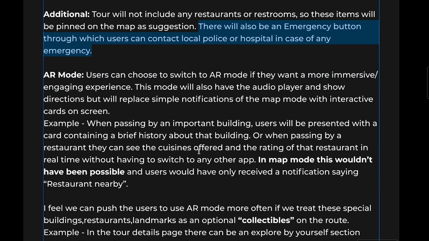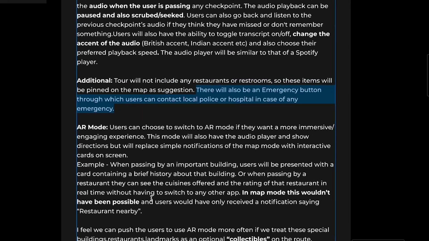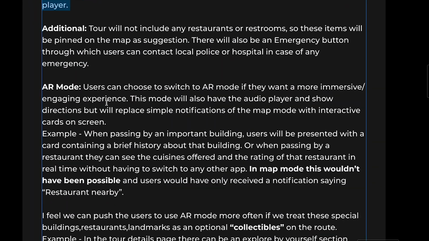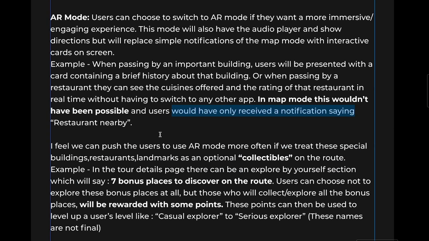Now, coming to the AR mode, right? I think both of these are the exact same things, but we'll just quickly read this. Users can choose to switch to the AR mode if they want an immersive experience, right? For example, while passing an important building, the users will be presented with a card explaining the brief history of the building, or when passing a restaurant, they can see the cuisines offered and stuff like that. These are details that you can solidify a little bit more. And he also said that in the map mode, this would not be possible, and you would just receive a notification saying there's a restaurant nearby.